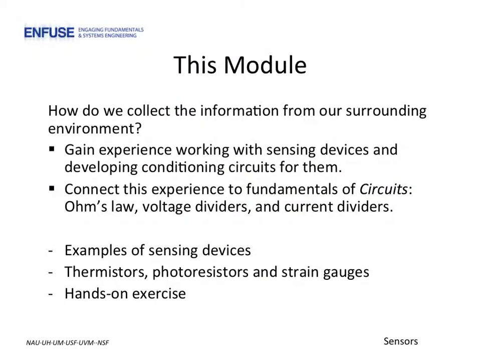In this module, we'll discuss several types of sensors, and we'll present circuits used to condition their outputs. We'll leverage concepts from circuits such as Ohm's law, voltage dividers, and current dividers, and we'll focus on three types of resistive sensors: the thermistor, the photoresistor, and strain gauges. And we'll show how these devices can be utilized to instrument and monitor the environments around us.